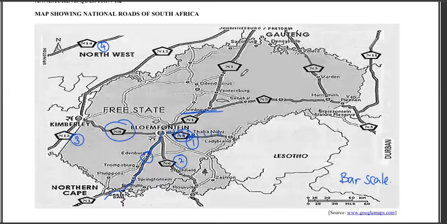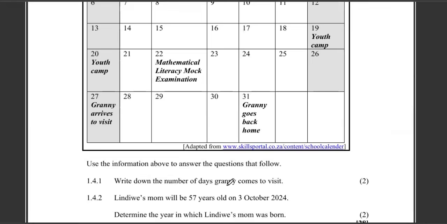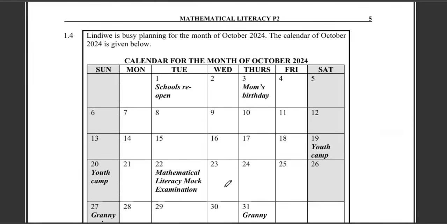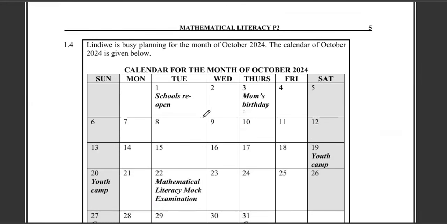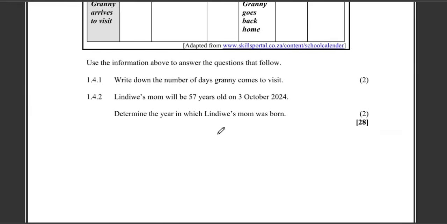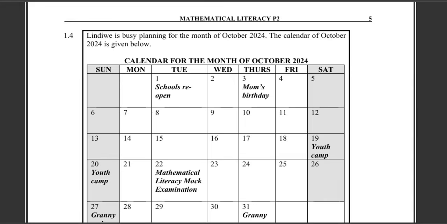Lindy, let me use this here. Okay, they're telling us Lindy is busy planning for the month of October 2024. The calendar of October 2024 is given below, days from Sunday to Saturday. There are some occasions they are planning. Okay, we are coming here. They say, write down the number of days Granny comes to visit. In other words, how long did she stay?